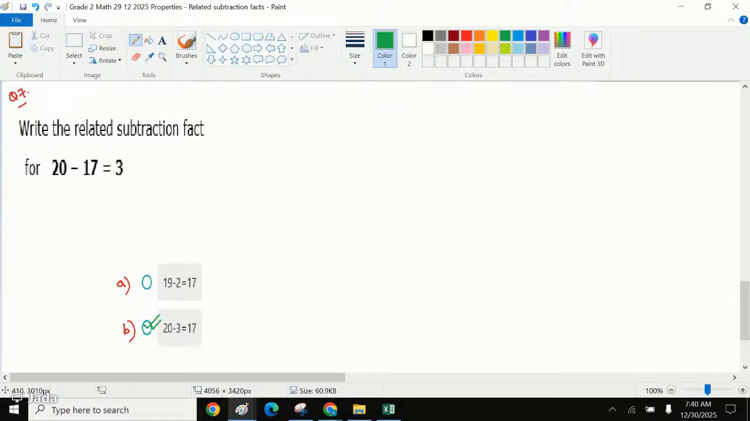That means if they want the equation for us, we can also write 20 minus 3 is 17. And if they want us to select an option, we select an option. Thank you, Michael, and thank you, May.